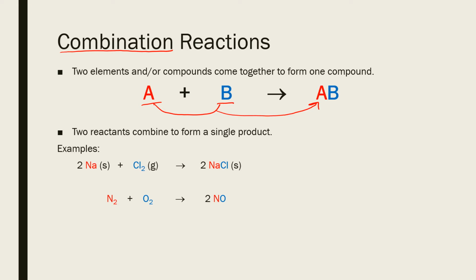For example, nitrogen gas combines with oxygen gas to produce nitrogen monoxide gas. Similarly, water can be produced by a combination reaction between hydrogen and oxygen, and the product will be water. So this is also an example of a combination reaction. Sodium metal reacting with chlorine gas results in a combination product, NaCl. That's also an example of a combination reaction.